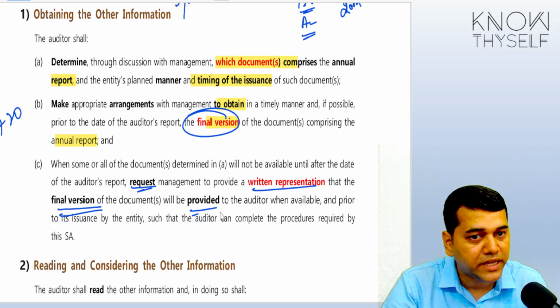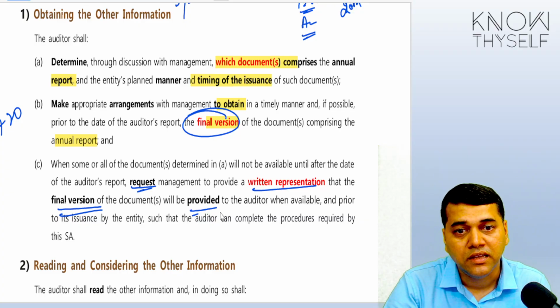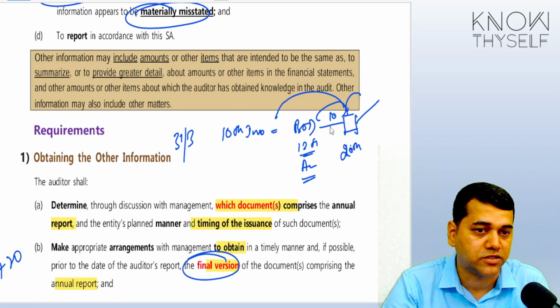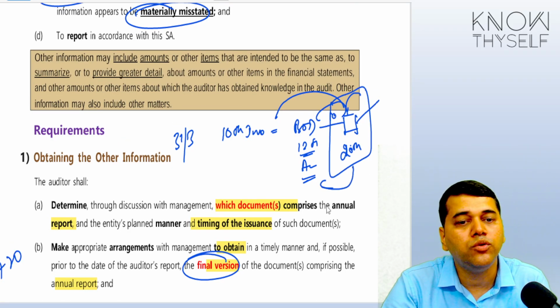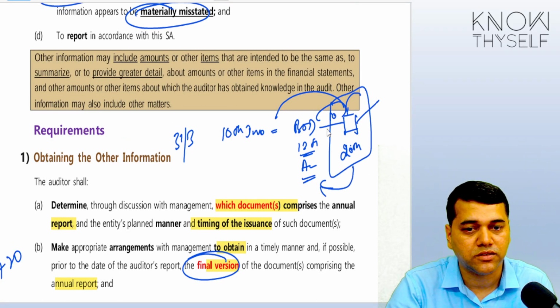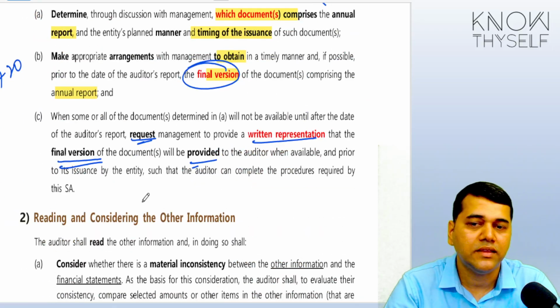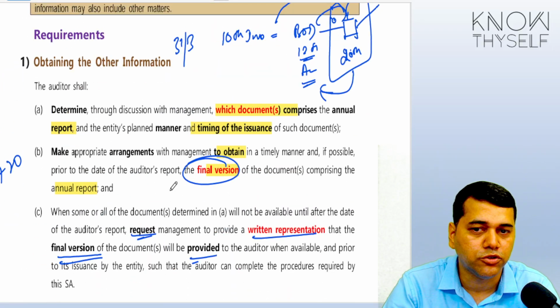that the final version of the document will be provided, because they have to agree in writing that, sir, before we dispatch to the investors on 20th of April, we will give you the final version, and only then will we dispatch. Take that representation. That's it. This is what you need to do with regard to obtaining the information.